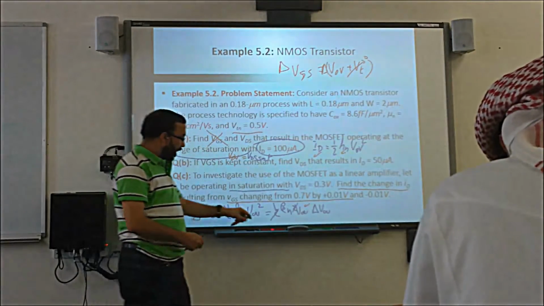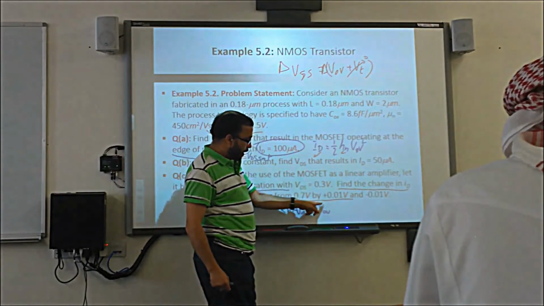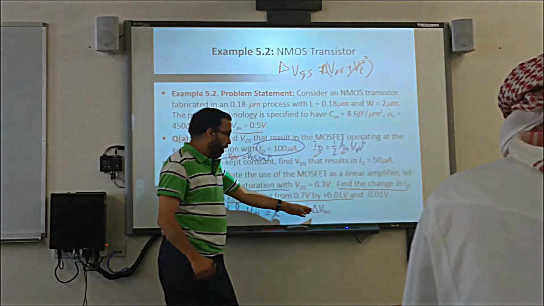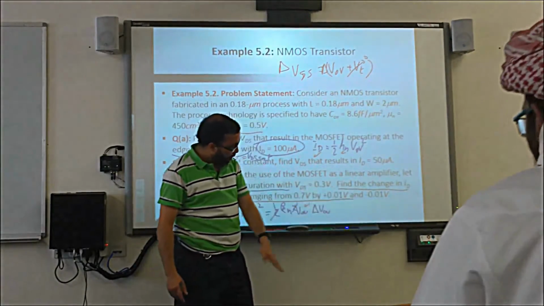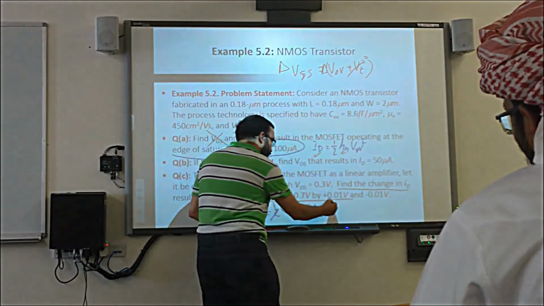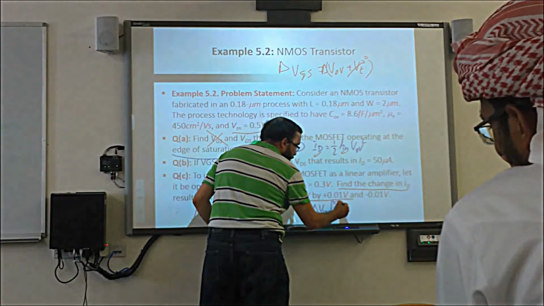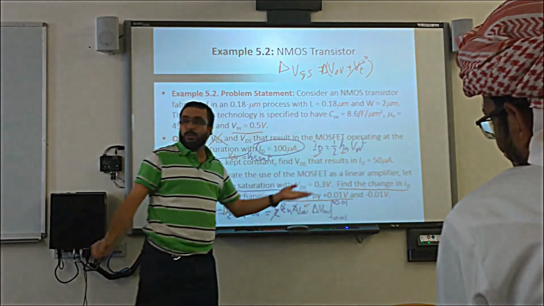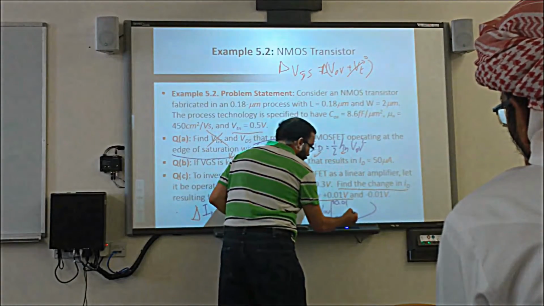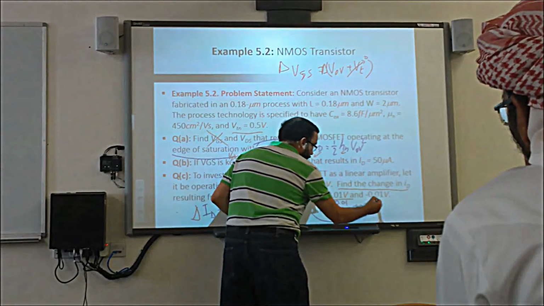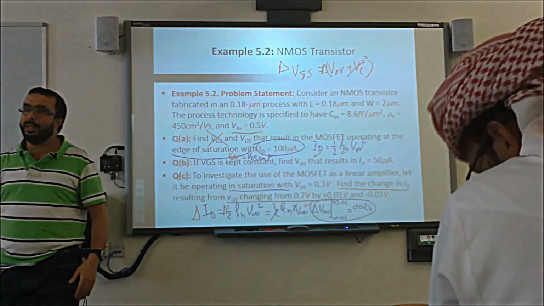Delta V overdrive is equal to what? It's 0.02, yes or no? Here I am saying V overdrive changes from minus 0.01 to plus 0.01, so 0.02. The final minus the initial. So this one is equal to 0.02 volt. Then apply the equation. That's it. And delta ID is going to be calculation.